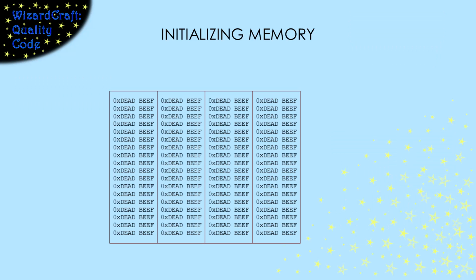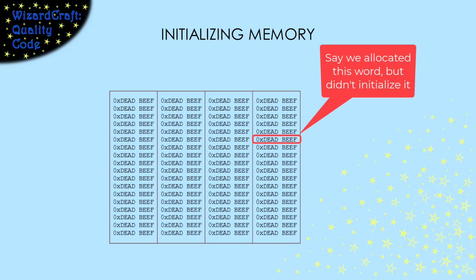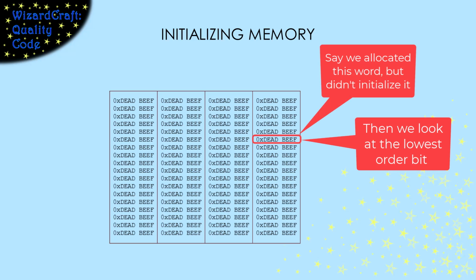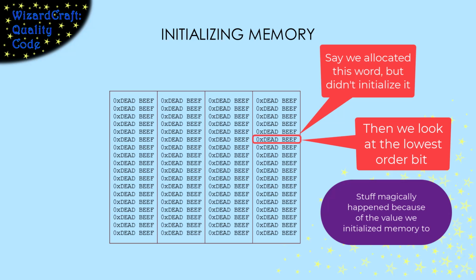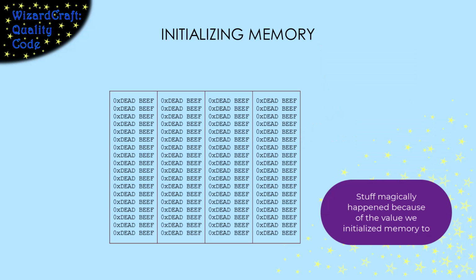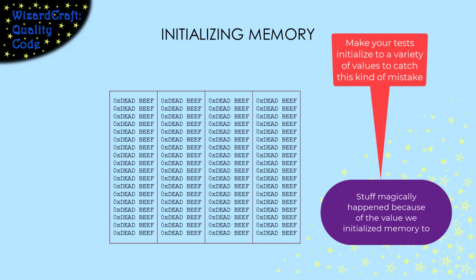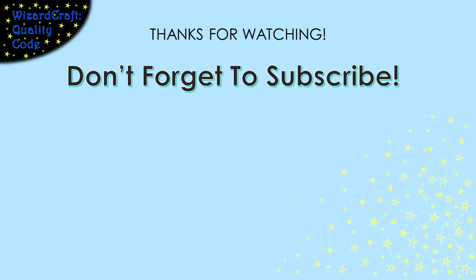Sometimes your code is sensitive to whatever you initialize the memory to. For example, if we initialize memory to DEADBEEF, and then your code expects to see the lowest bit turned on, it will see it even if you didn't put it there. Changing the initialization pattern during your testing procedures can help you find times where the pattern is accidentally affecting your code.